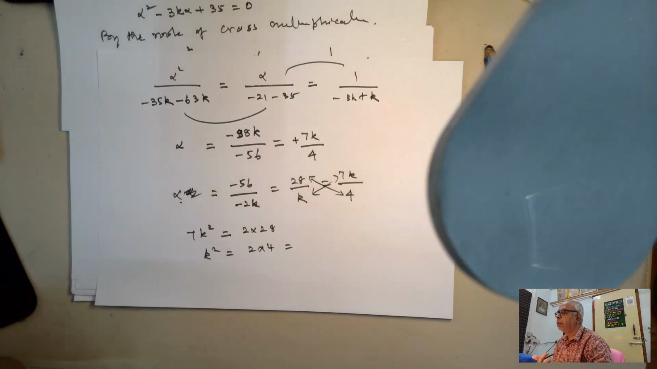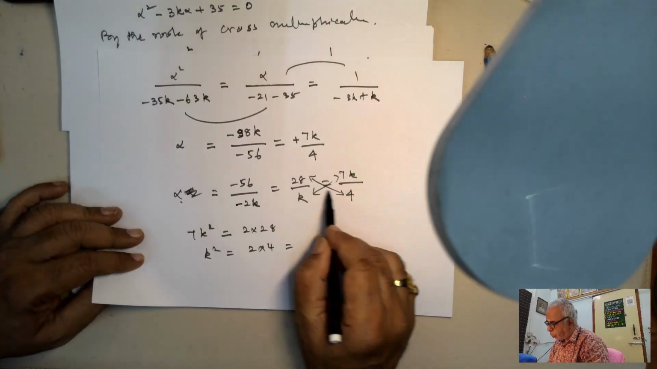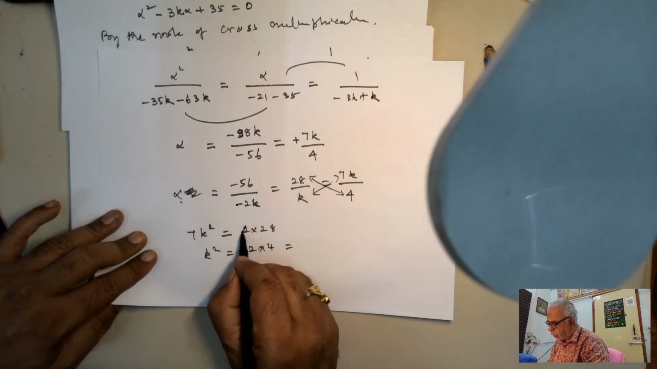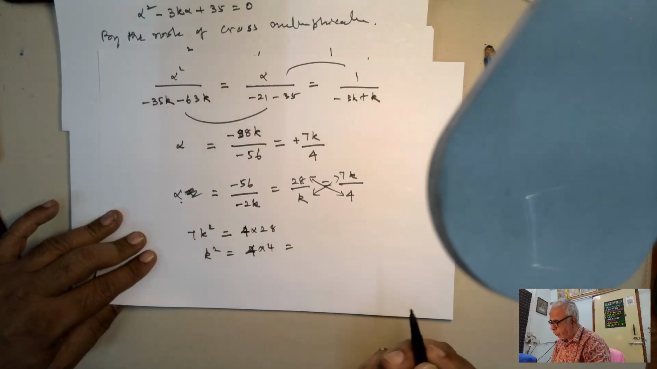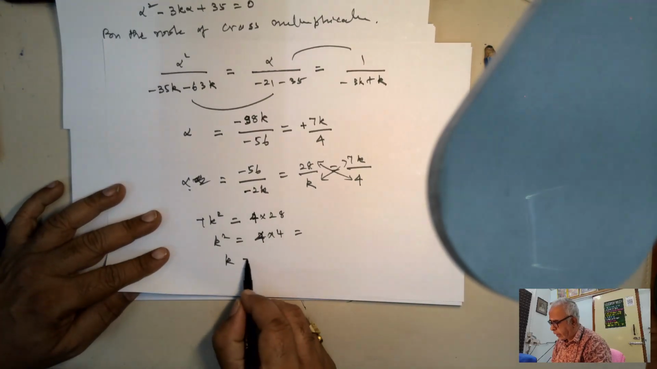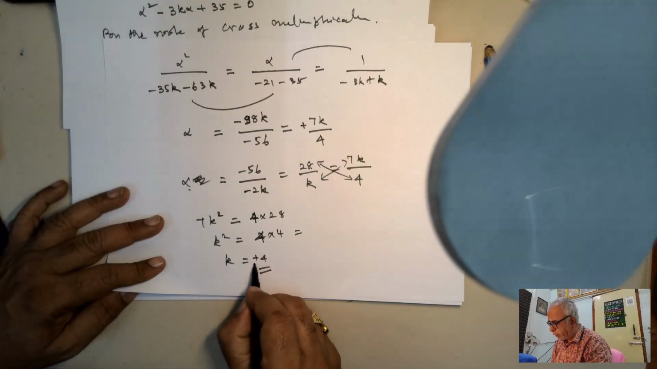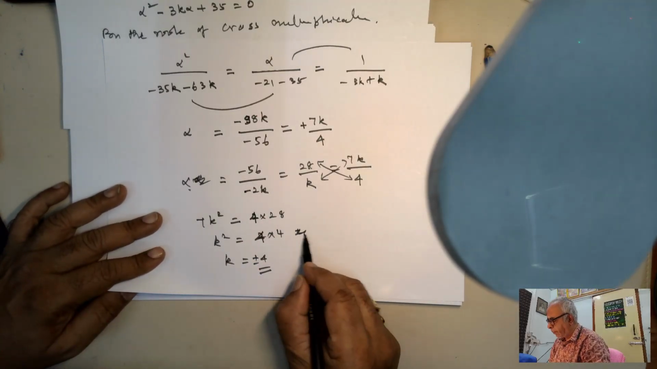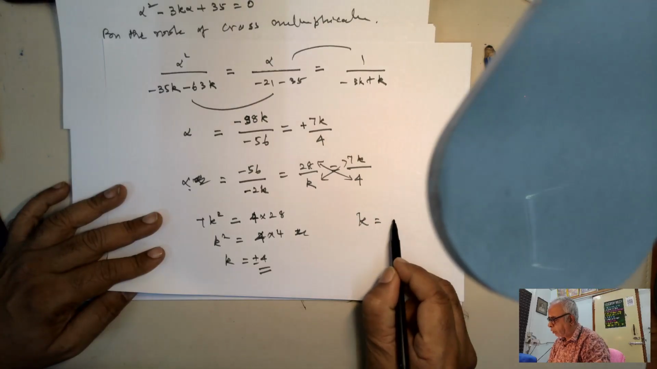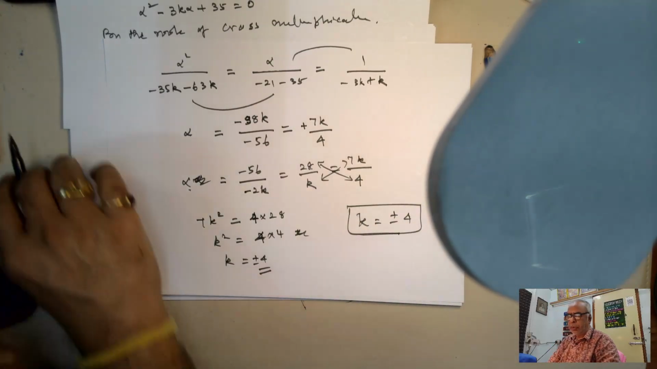Just a minute, this is 4 into 28, right? 4 into 28, so 4 into 4 into 7 cancels 7, so k squared is 16. So it means k is equal to plus or minus 4. Are you able to follow? Now you are able to get the value k is equal to plus or minus 4. This is the solution. So do you understand this?